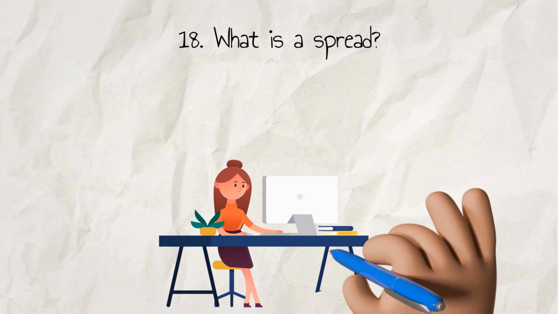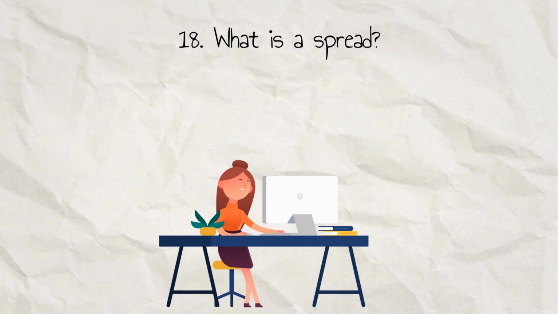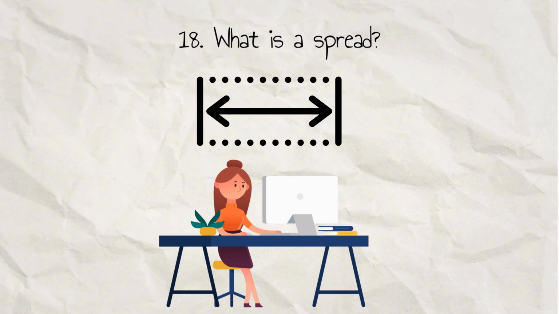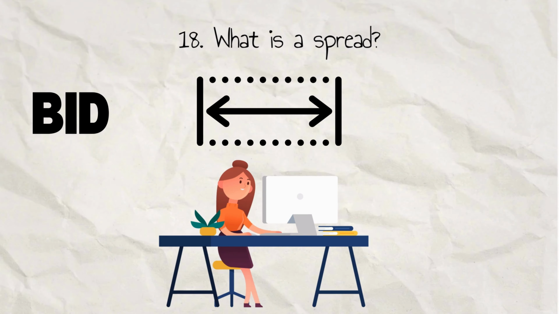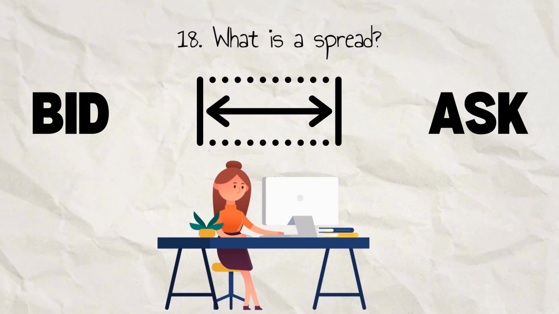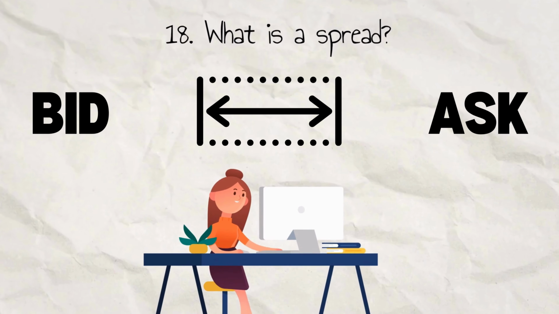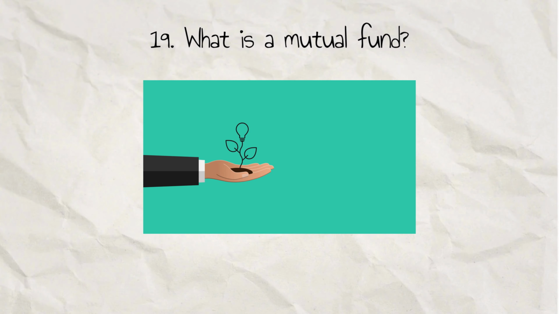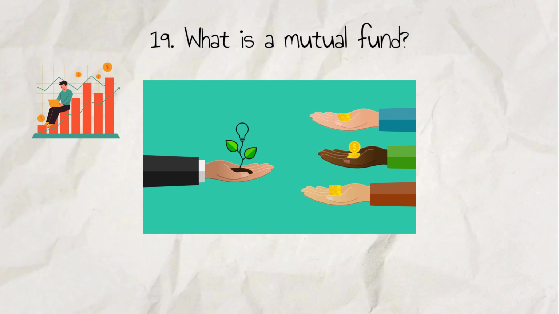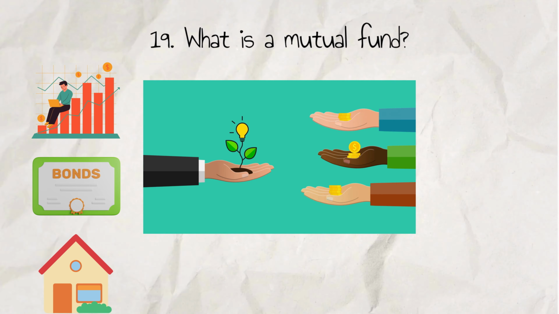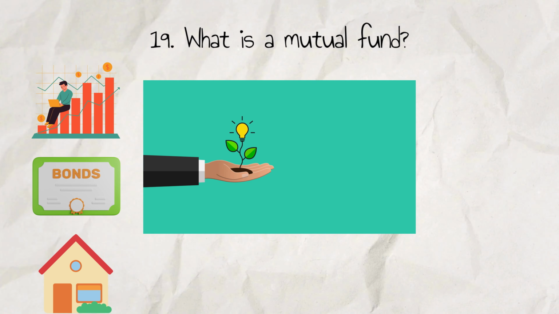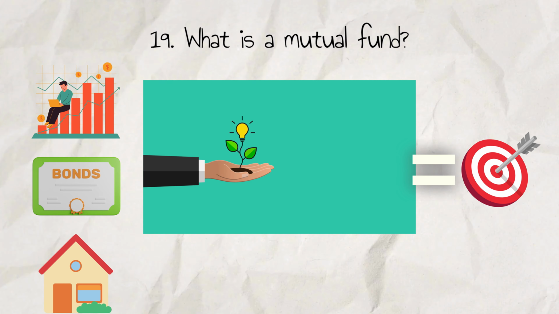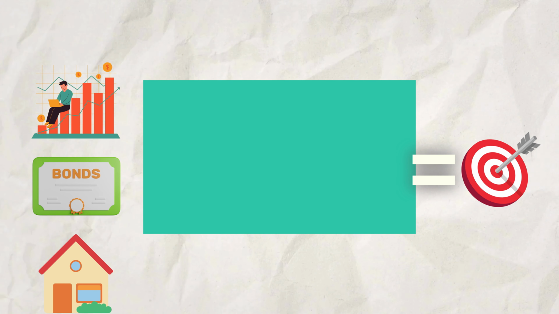A spread generally refers to the difference between 2 prices, rates, or yields. It can mean the spread between the bid price and the ask price. This spread represents the transaction cost and the liquidity of the asset. A mutual fund is an investment vehicle that pools money from many investors to buy a diversified portfolio of stocks, bonds, or other securities. It is managed by professional fund managers who allocate the fund's assets to achieve the investment objectives stated in the fund's prospectus.